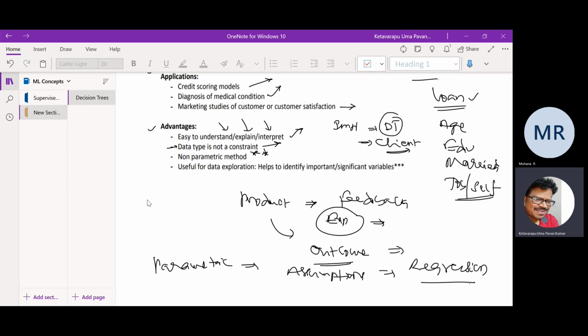Irrespective of that, the algorithm itself, the model itself, has some assumptions. That is what you call the parametric model. Whereas your decision tree is not assuming anything, so it becomes the non-parametric method. Obviously, guys, non-parametric methods are powerful and accurate when compared with the parametric methods.